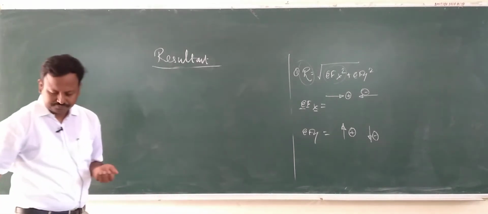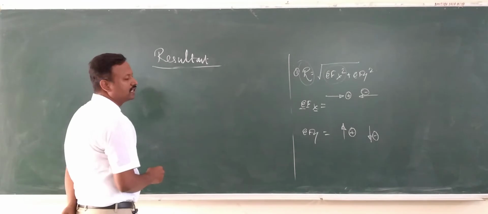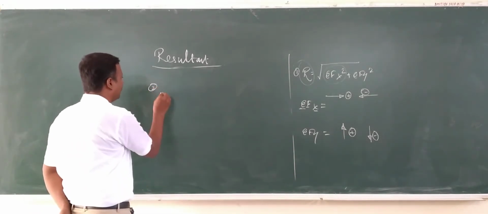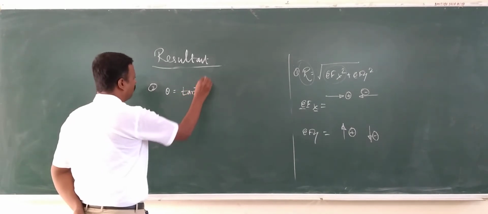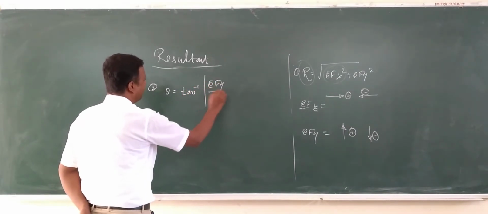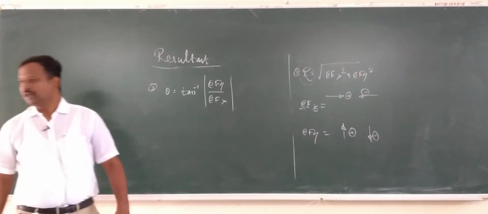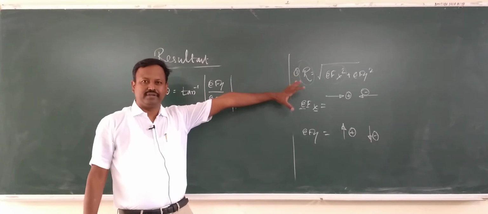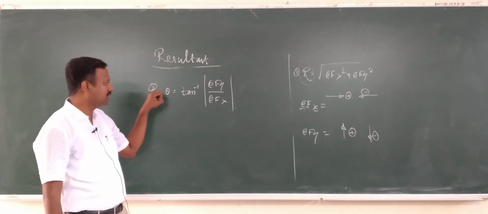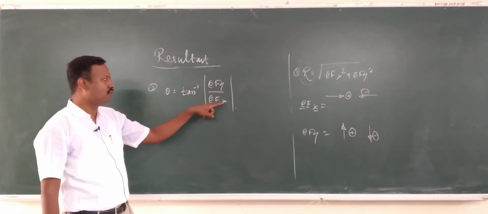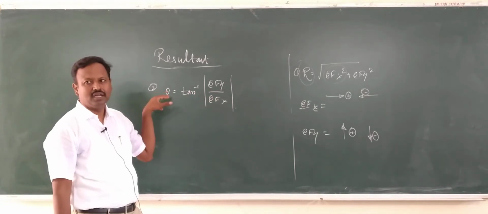After that, the second step in the resultant: once you get the resultant magnitude, second you have to go for the inclination, that is theta is equal to tan inverse, in the mod function, sum of Fy upon sum of Fx. First you get the magnitude of resultant, second is the inclination of resultant. The same values you simply put in this formula and you will get theta.